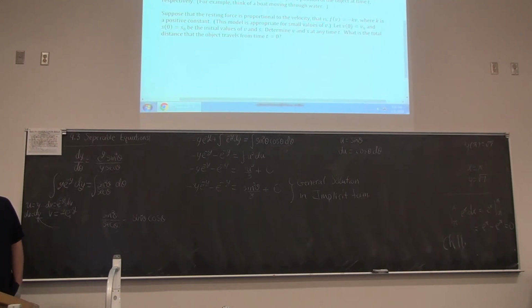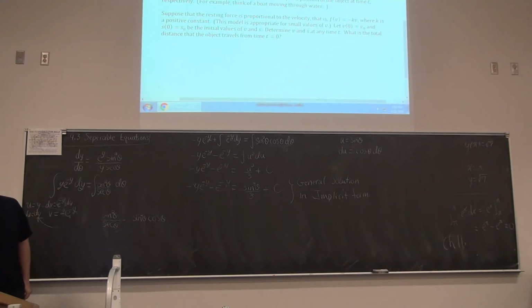We're going to say that v of 0 is v naught, the initial velocity. S of 0 is the initial position. We want to determine v and s at any time t. Essentially, they're telling us, find the velocity function v at t, find the position function s at t. Then, if we have time, what is the total distance the object travels after time 0 in this model? So, sounds like an exciting problem.